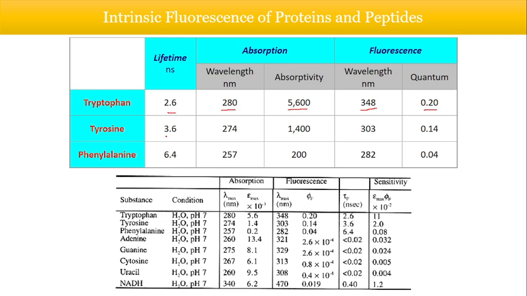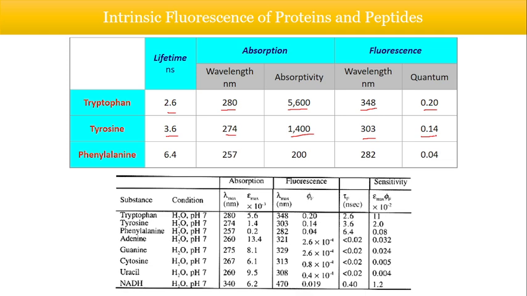Whereas for tyrosine, it has a lifetime of 3.6 nanoseconds. It has a wavelength of 274 nanometer and an absorptivity of 14 nanometer. It fluoresces at 303 nanometer and has a quantum yield of 0.14. These amino acids are important for any protein, because they have a chromophoric moiety, or aromatic rings in their side chains, which are important for getting the absorption spectra of a protein.